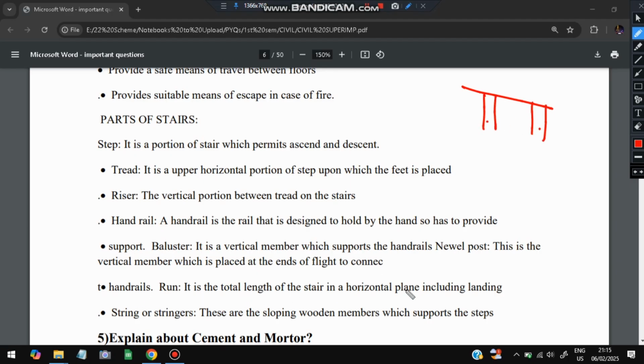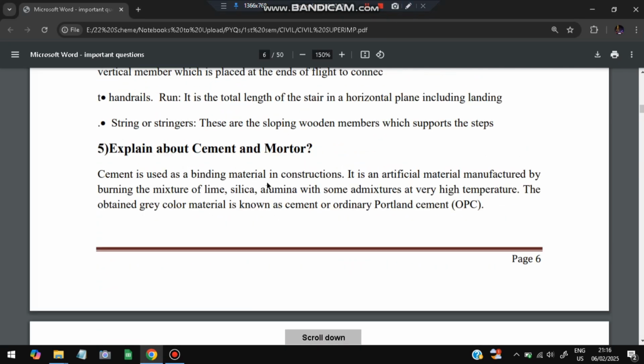Handrails run the total length of the staircase in a horizontal plane including the landing. Strings or stringers are the sloping wooden members which support the steps. Okay, so in between each of the steps there will be some wooden member, right? That is called a string or stringer. Okay, so these things you need to write for the stairs.